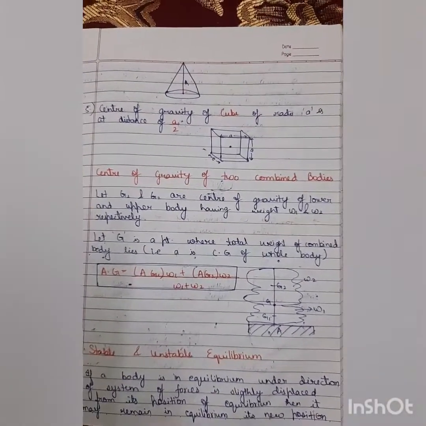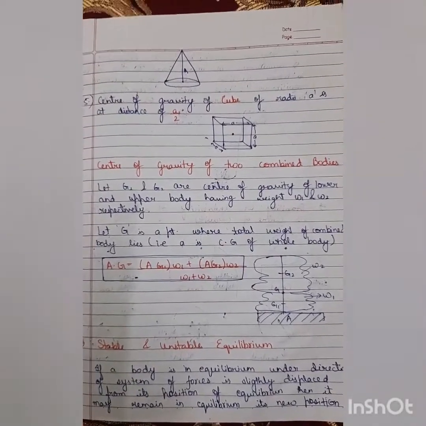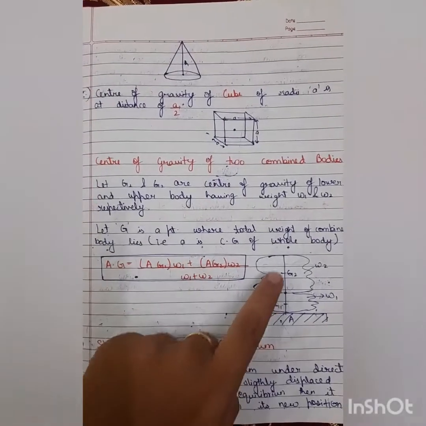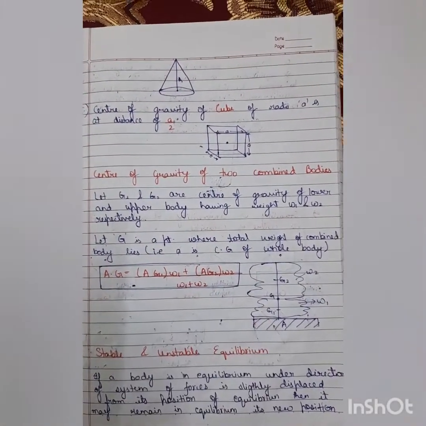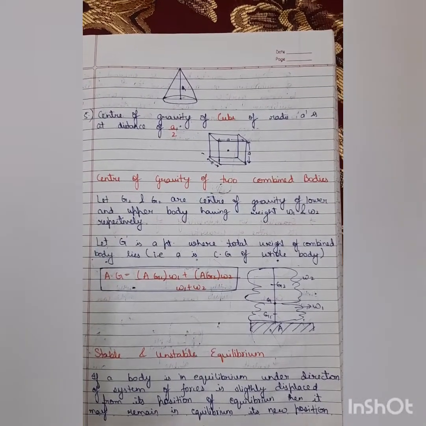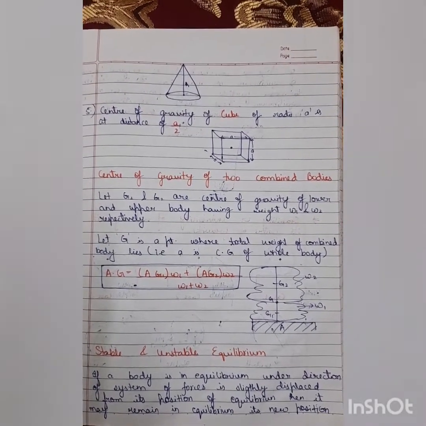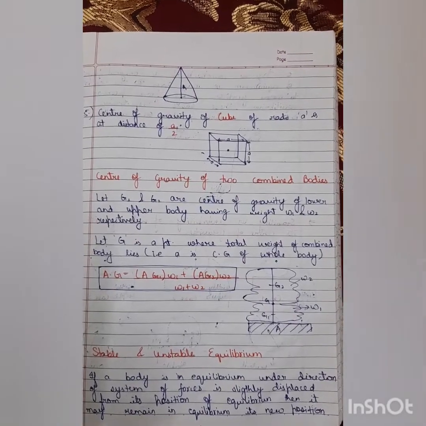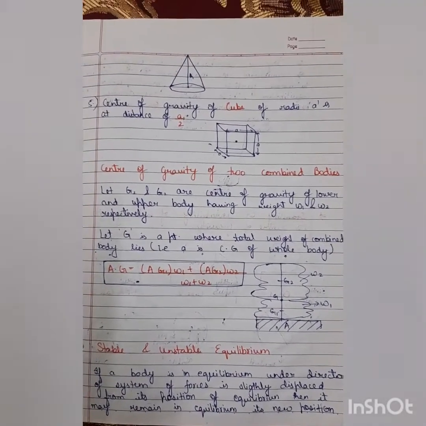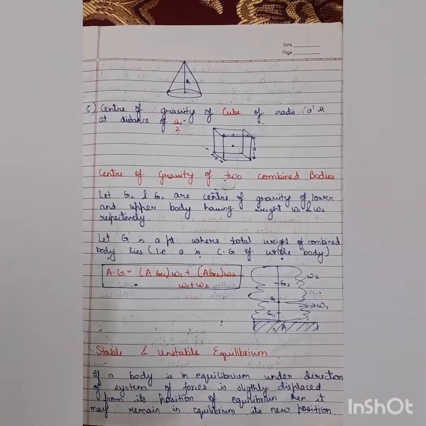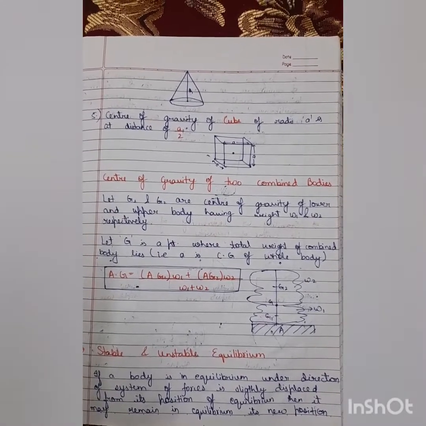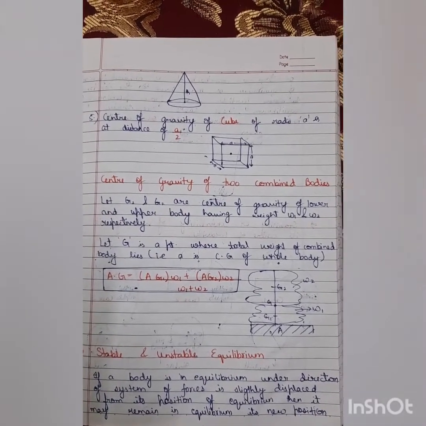Now, what is the center of gravity of two combined bodies? Let G1 and G2 be the centers of gravity. This is G2 and this is G1 of the lower and upper body having weights W1 and W2 respectively. Let G be the point where the total weight of the combined body lies, that is, the center of gravity of the whole body. Then AG is equal to AG1 W1 plus AG2 W2 upon W1 plus W2, where W1 and W2 are the weights.